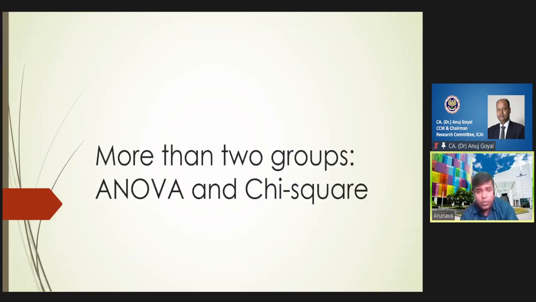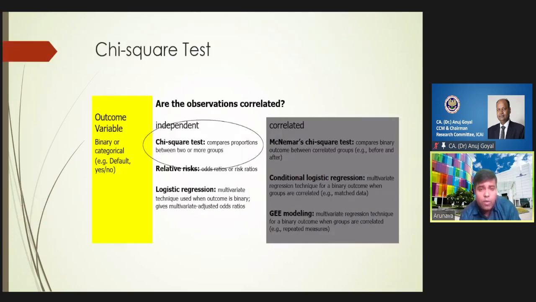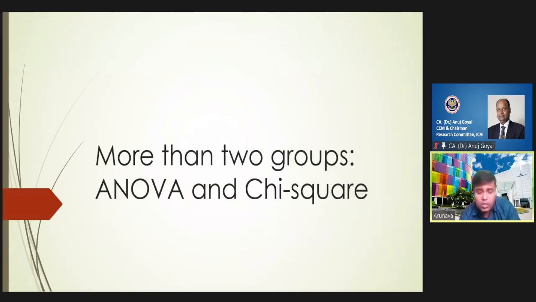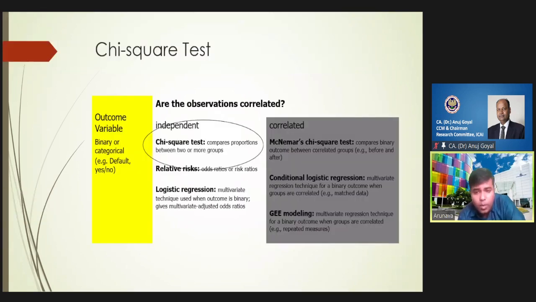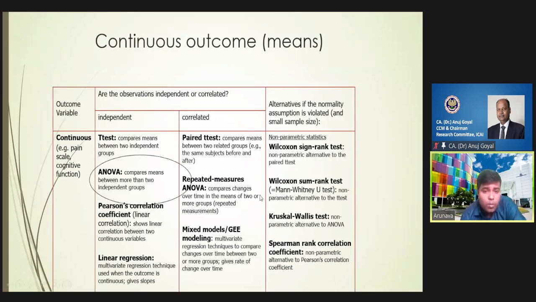Now the question comes: we have seen that a t-test can be done where the number of groups is 2 or less, right? When 2 groups are there, we can do a paired sample kind of t-test. But when there are more than 2 groups, we have to do ANOVA and the chi-square test. The chi-square test is also known as a non-parametric test. And ANOVA is used to compare means between more than 2 independent groups, right?